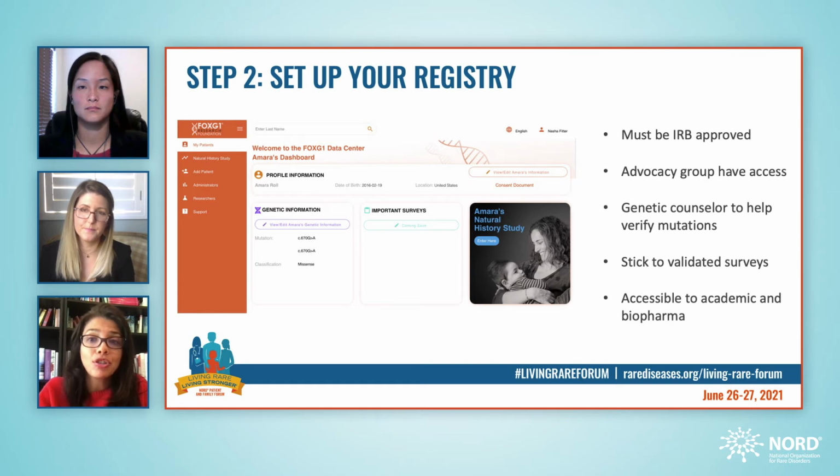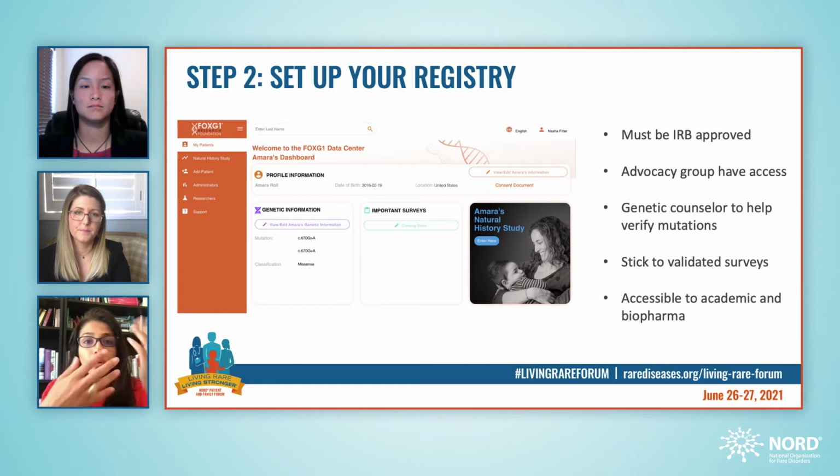You also need to make sure that academia and biopharma have access to that data, and easily. At the end of the day, it's biopharma who's going to create the drug for your child, so you don't want to put up roadblocks for them to access data to help them do so. And you want to make sure that you stick to validated surveys. This is something that we learned the hard way. When we started our registry, we created surveys and sent them out and realized that if they're not validated, then they will likely not be able to be used by the FDA. So you want to look for validated surveys.